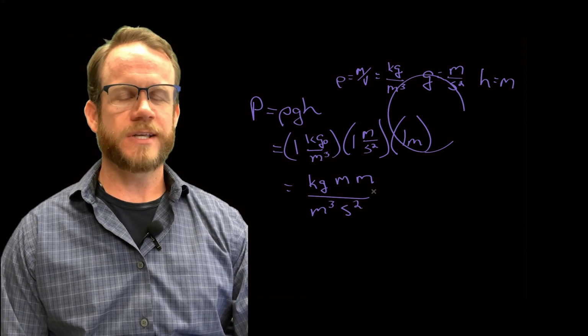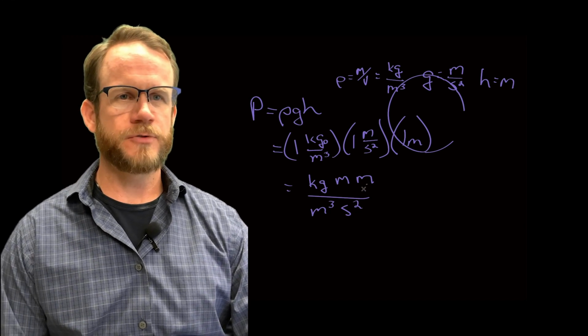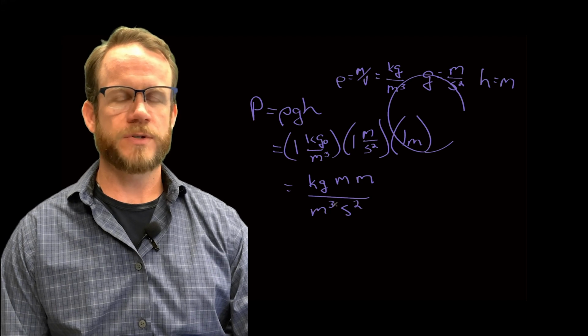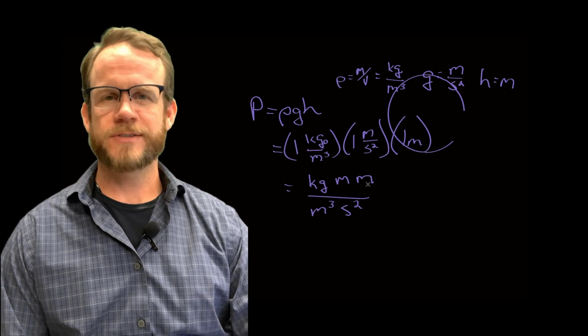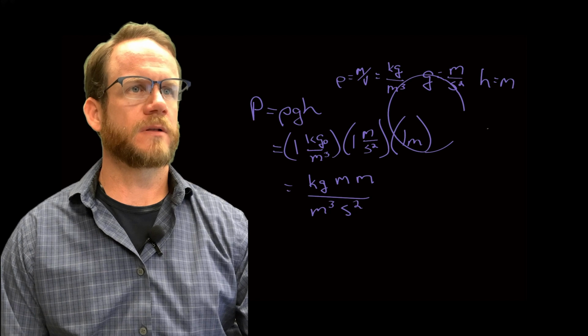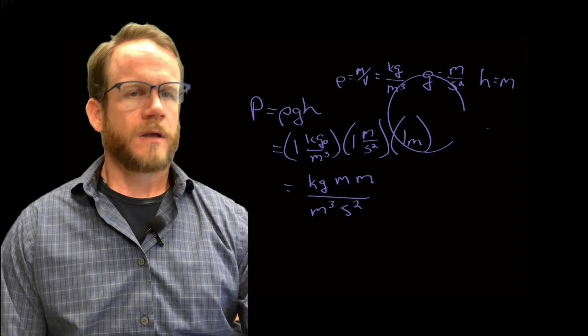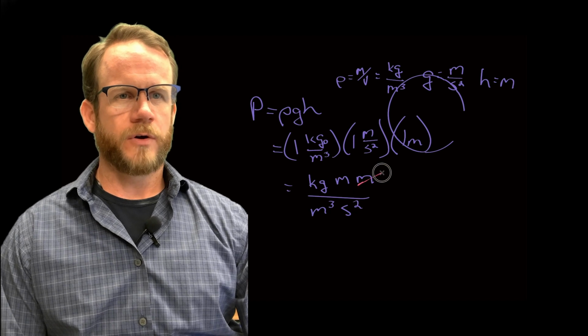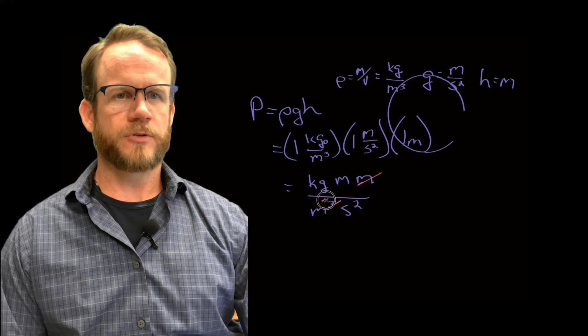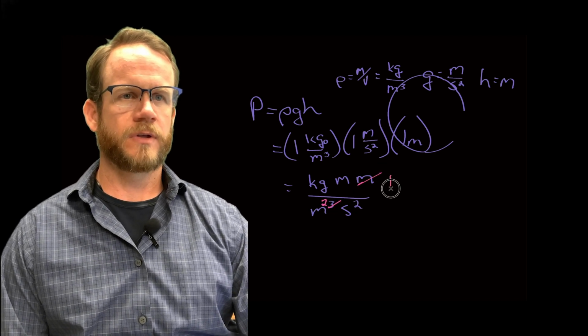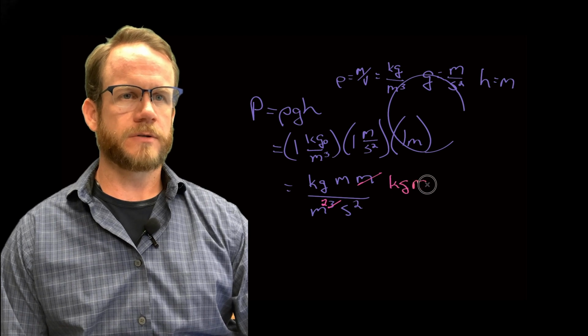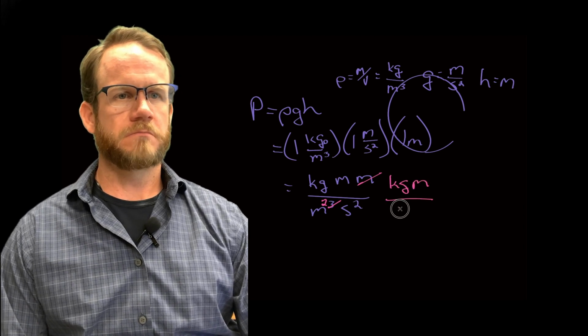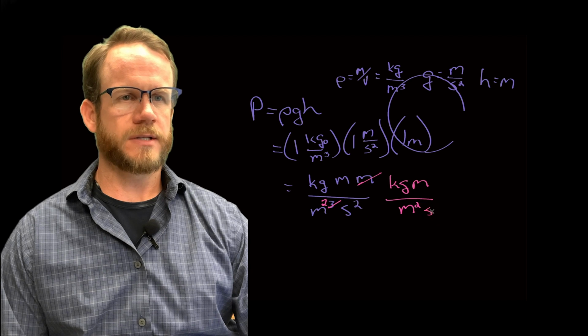And what I want to show you is, if you just run through this, yes, the 2 meters on top would cancel with 2 of the ones on the bottom, but don't do that. Only cancel one of them. So let me switch my color here. I'm going to cancel one of those with one of these, and that becomes a 2. So I now have kilograms meters per meter squared second squared.